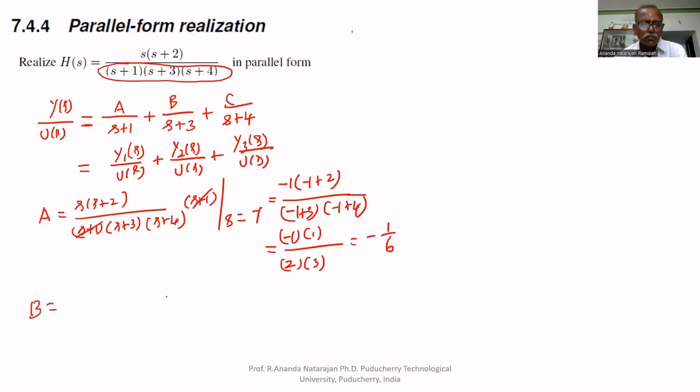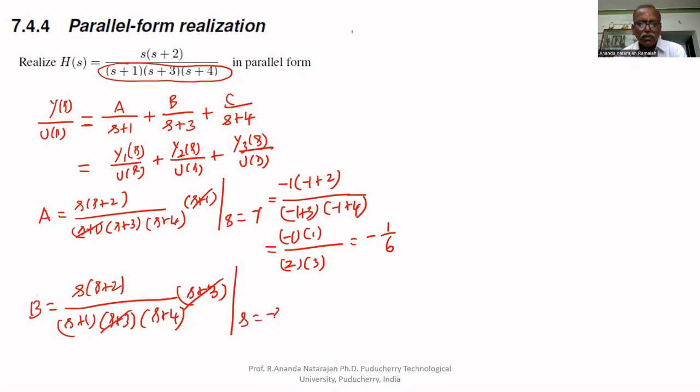B equal to s multiplied by s plus 2 upon s plus 1 multiplied by s plus 3 multiplied by s plus 4, multiplied by s plus 3. The s plus 3 gets cancelled, and s equal to minus 3. We substitute minus 3 plus 2, minus 1, upon minus 3 plus 1, minus 2, minus 3 plus 4, plus 1. That is equal to minus 3 by 2.